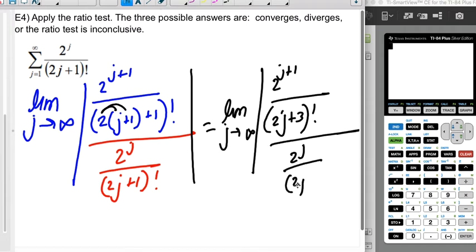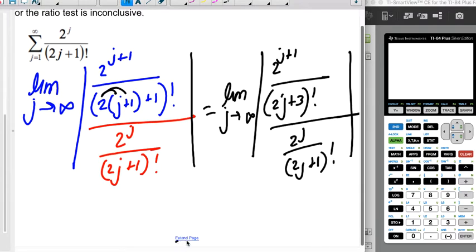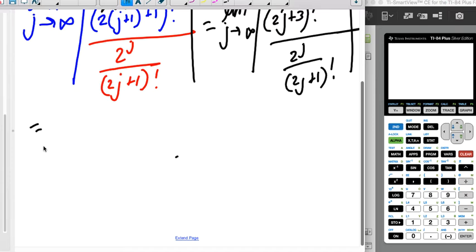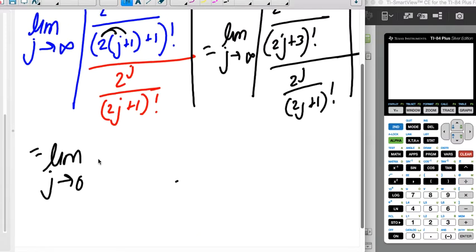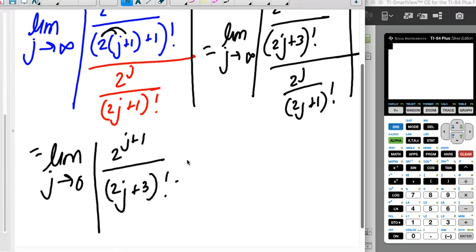Okay, so in the next row, these are definitely the kind of problem where you sometimes turn your paper to landscape direction because it's just a lot. There's a lot of rows of fractions and things. So this is going to be 2 to the j plus 1 over 2j plus 3 factorial times, and then I'm going to flip this guy.